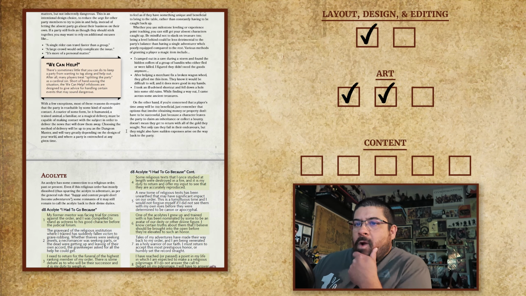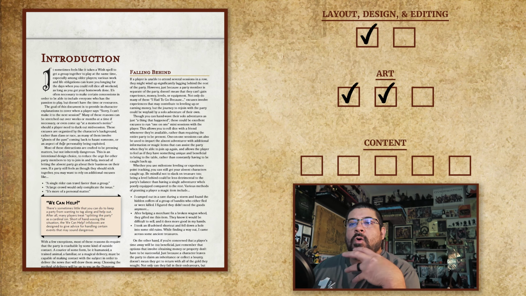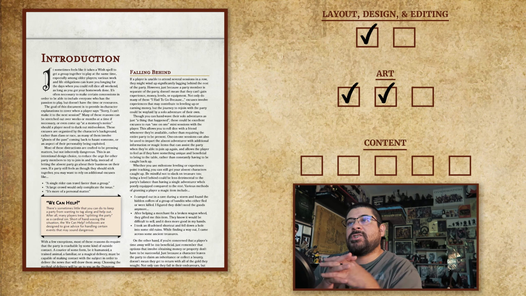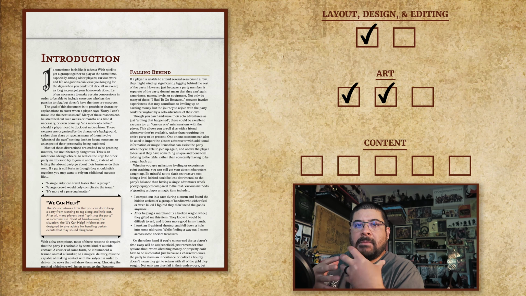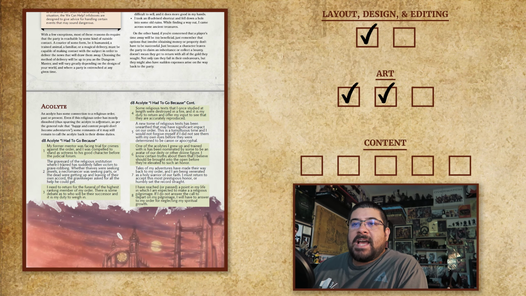Content. So, for content, these excuses are organized by the character's background rather than class or race, as many of them involve ghosts of the past coming back to haunt someone or an aspect of their personality being exploited. So, I like that because it makes it feel like it might be something that the other characters present at the table may not have been privy to, because this is something that may have happened before this guy became an adventurer, but it's still a part of their makeup and who they are, so it's important to them, and therefore it would make sense that they would just sort of skip out mid-session or mid-adventure, if you will. You have the Acolyte.